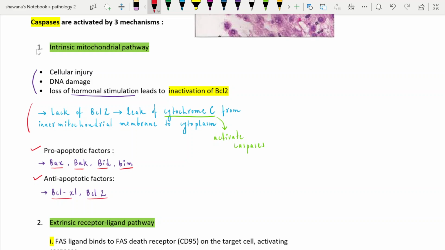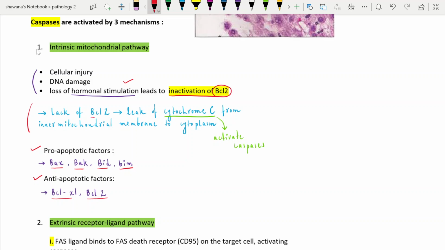These are anti-apoptotic factors. So, coming back, the loss of hormonal stimulation or DNA damage or cellular injury leads to inactivation of BCL2. BCL2 was protecting the cell from apoptosis, but when its inactivation occurs, it leads to apoptosis.